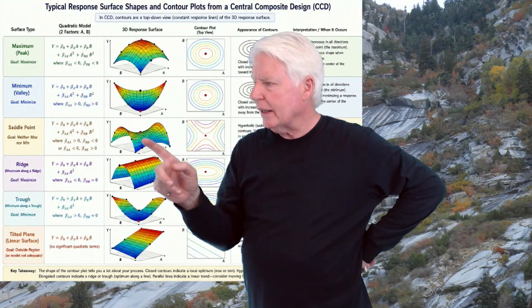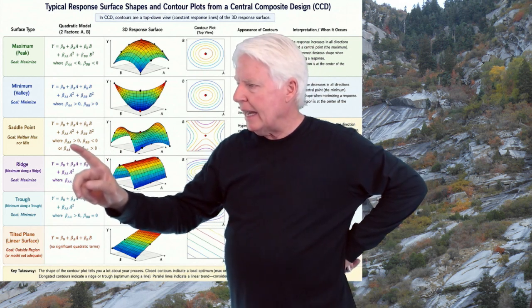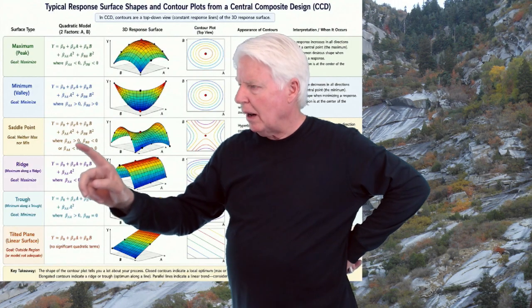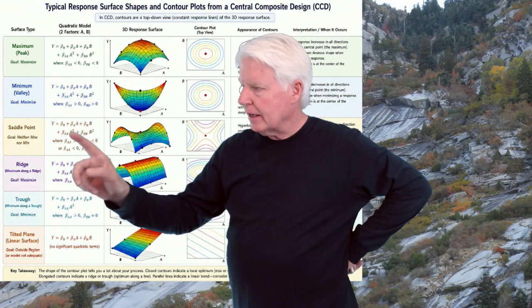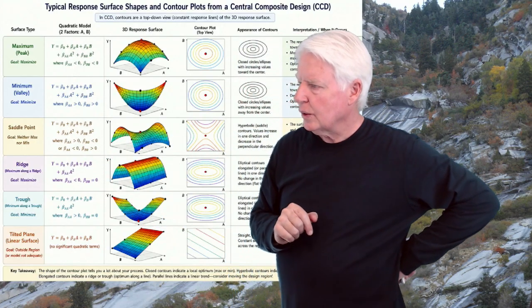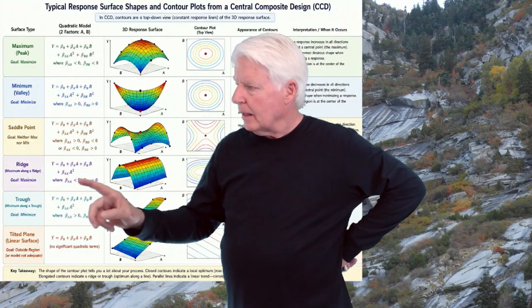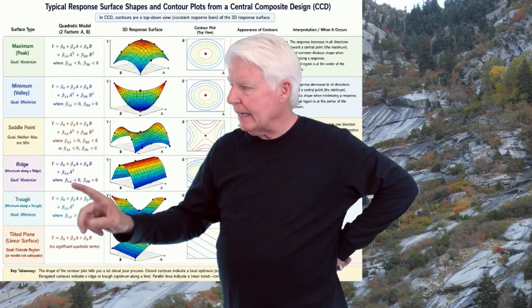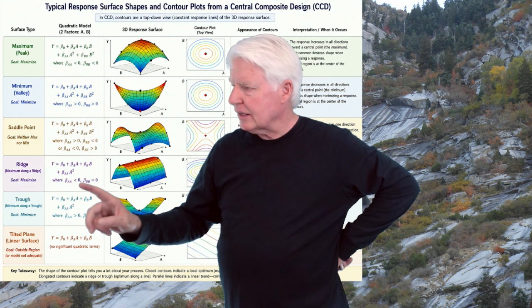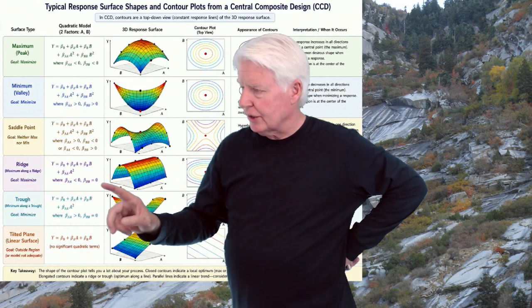So this is a saddle point, and the saddle point takes place where beta AA is greater than 0 and beta BB is less than 0. So you have a positive and a negative on your squared terms. That says that you have a saddle point. That's what it'll end up being. And on this one, this is when beta AA, which is the a squared, is less than 0, so a negative, and beta BB equals 0.